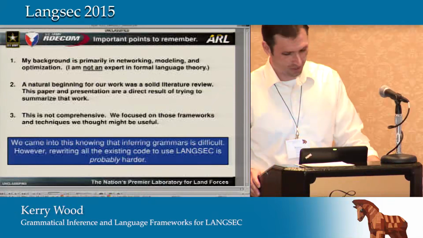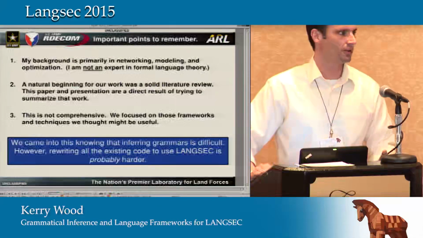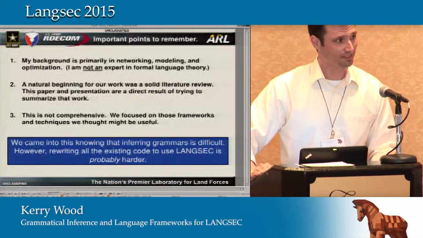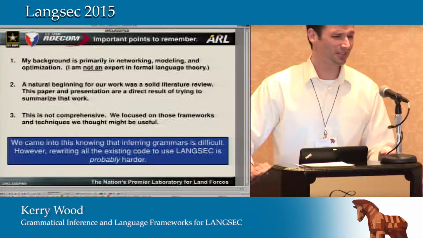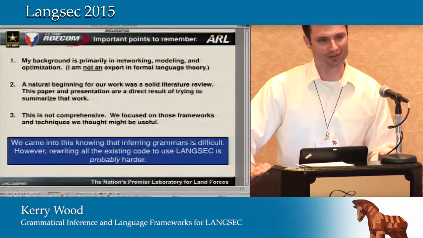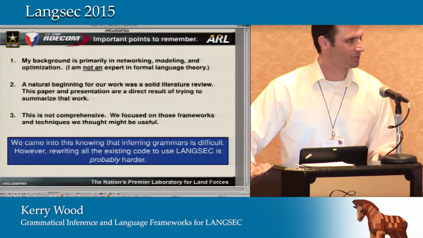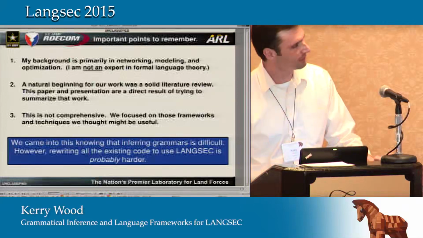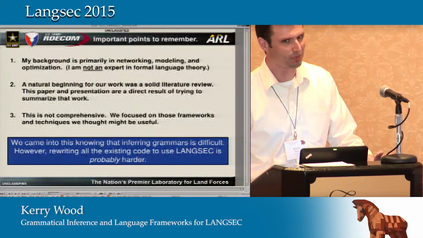We came into this kind of knowing that inferring grammars is difficult. So if we go and stand before Army leadership, we say, this is something that may work, and if it does, it would be great, but we're pretty sure it's not going to. We also think it's probably harder to bake all this into every piece of code that's ever going to be written for the rest of time. So it's a kind of a natural converse way of looking at the problem, and we hope we've seen a little bit of progress, but the results are minimal at best at this point.